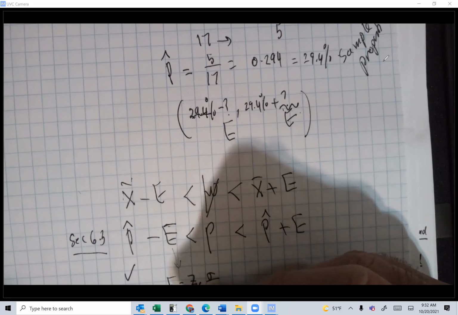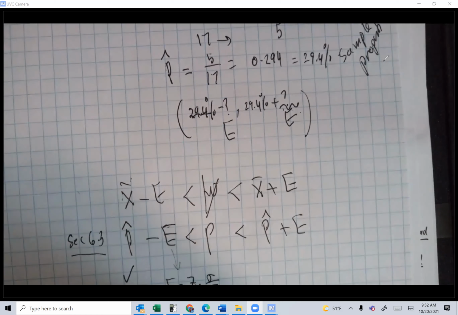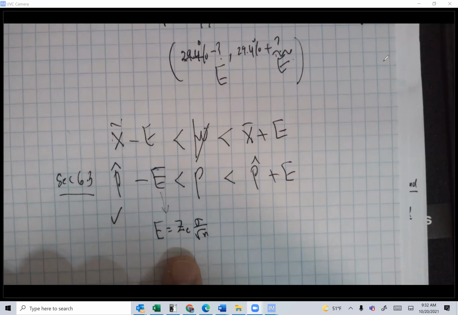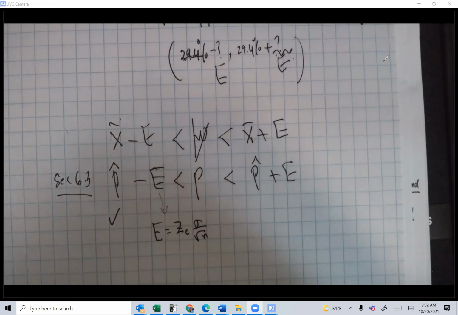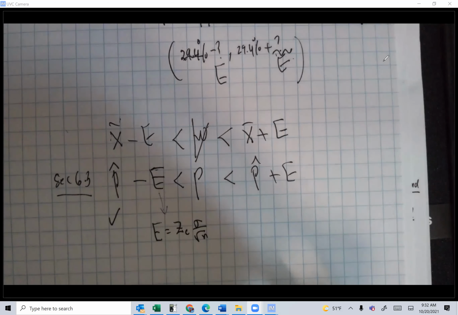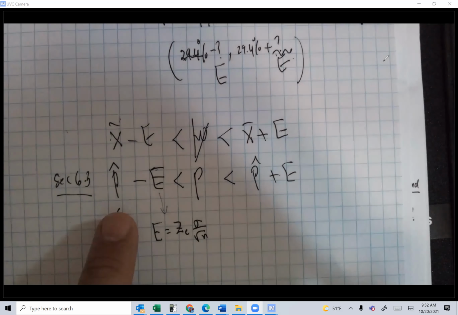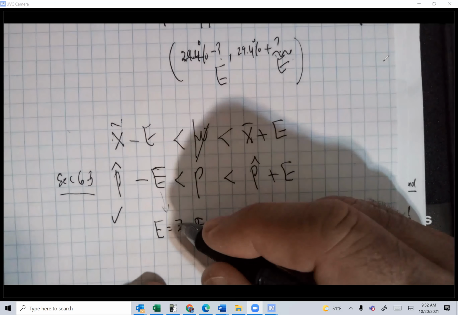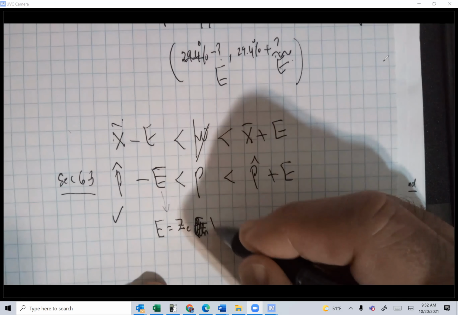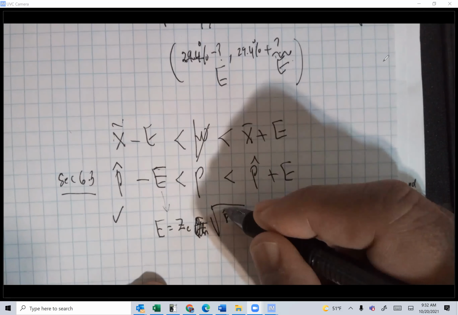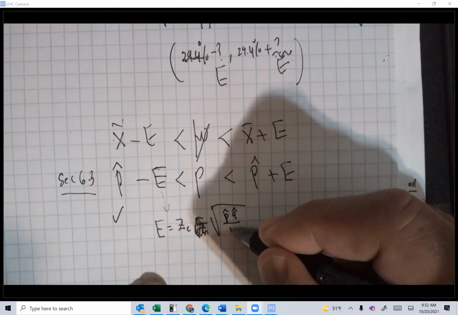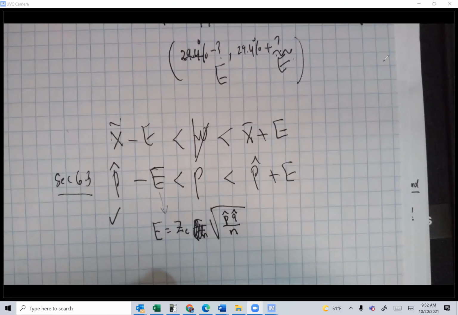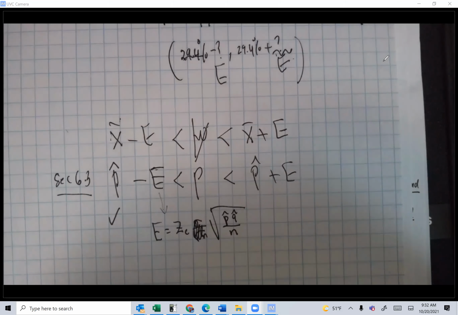Sigma over square root of n. We're going to tweak E. It's going to be a different formula that we're going to be using to find the margin of error for the population proportion. My E for this section is going to be this. And you will be given all those formulas if you are to use them.